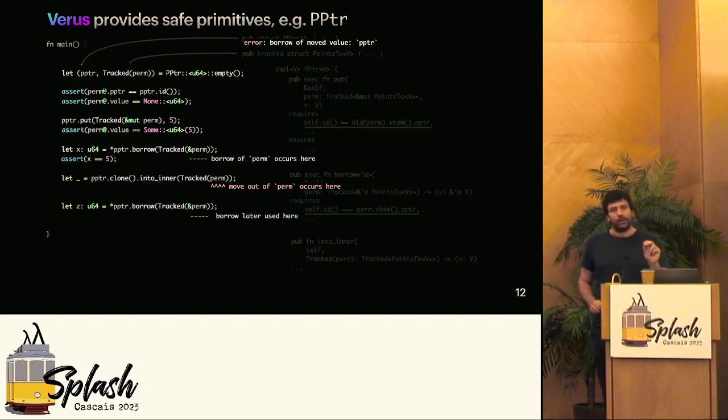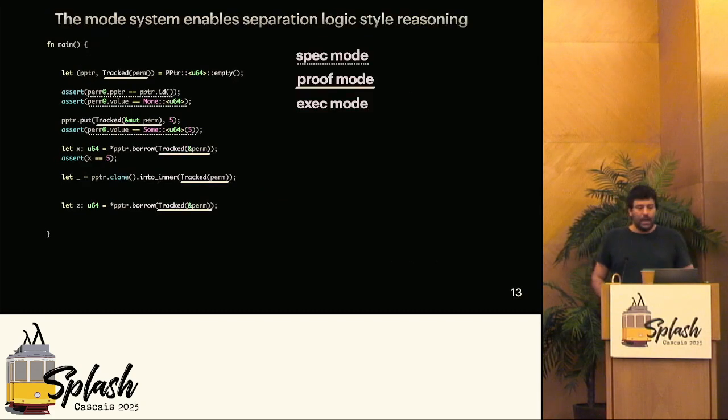We get this error very quickly thanks to the borrow checker. And here again, this is enabled by the mode system that I've been talking about. So most of the code is exact mode code, but what I want to point out is that the proof mode tracked annotations is where this tracking of linear ghost permission happens. So when it's initialized, when it's passed by mutable reference, or when it's passed by immutable reference, or relinquished at the end.